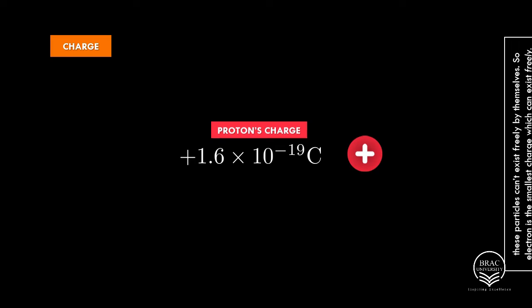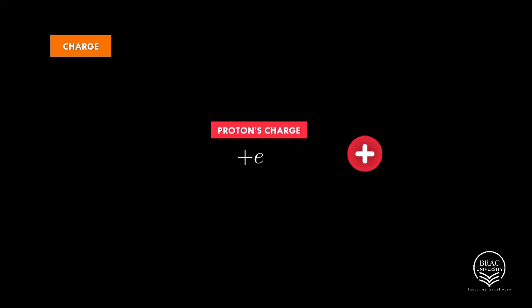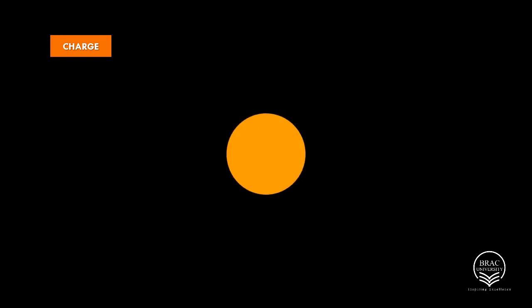Since we work with the electron and proton's charge very frequently, we often abbreviate this particular value with e. That means a proton has a charge of positive e and an electron has a charge of negative e. So protons and electrons have very tiny charges. Then how do we create a charged object whose effects we can actually feel?